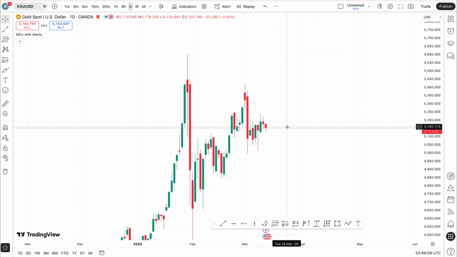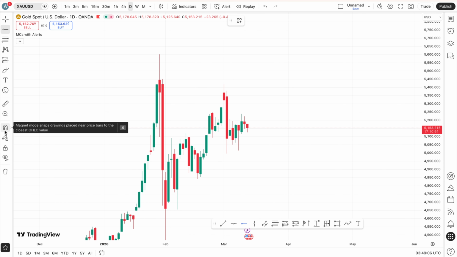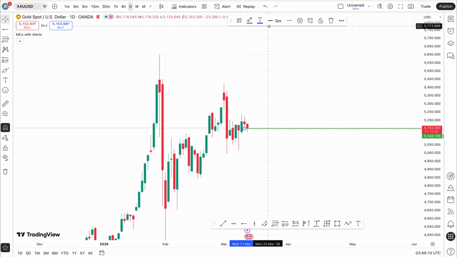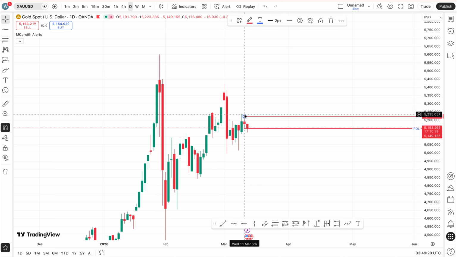Now let's break the chart down step by step. As usual, we first mark our previous day low and our previous day high. And you can see that the previous day's low has already been taken. This is your PDL, and this is your PDH. These levels define the current daily trading range.